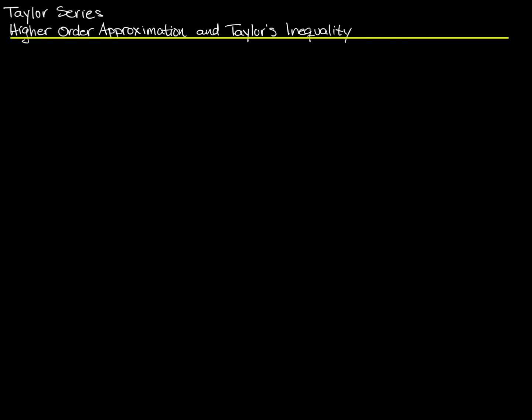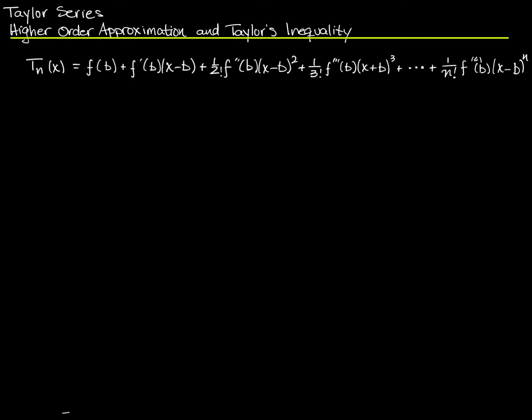Let's write out the formula for the nth Taylor polynomial for a function, and then we'll use it to find, say, the fifth Taylor polynomial for a function. Here's that formula, and let's use it to approximate the function f of x equals x to the fifth minus 3x to the fourth plus 5x cubed plus 6x minus 2.